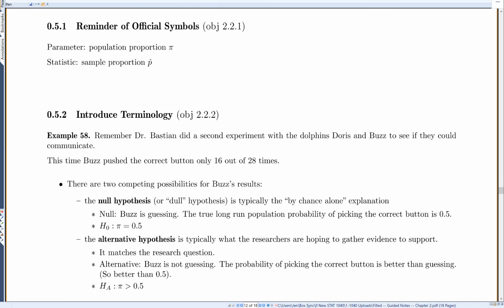Then what we call the alternative hypothesis is usually what the researchers are hoping to gather evidence to support. So it will always match the research question. In our case, the alternative hypothesis would be that Buzz is not guessing, that the probability of picking the correct button is better than guessing, that they're communicating somehow. So somehow it's better than 0.5. We'll do an H with an A for alternative, and we'll say that pi is greater than 0.5. The probability of him getting the right button is better than guessing.